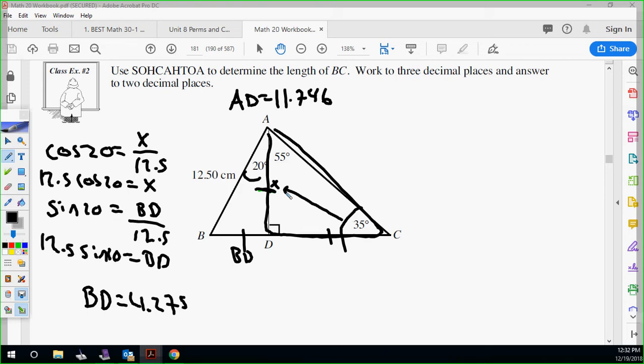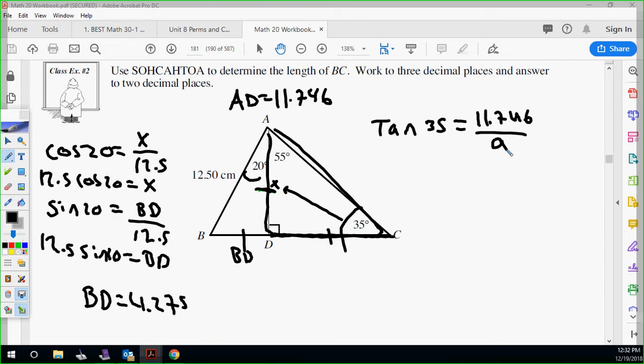Opposite. I know opposite, right? So what's this side? Adjacent. What's opposite adjacent? Tan. So I'm doing tan 35 equals opposite, which is 11.746, over adjacent, or DC. DC is the adjacent here. You can't do sine. It'd be tangent again, because it's opposite adjacent. We don't know the hypotenuse at all, so hypotenuse won't be used here.